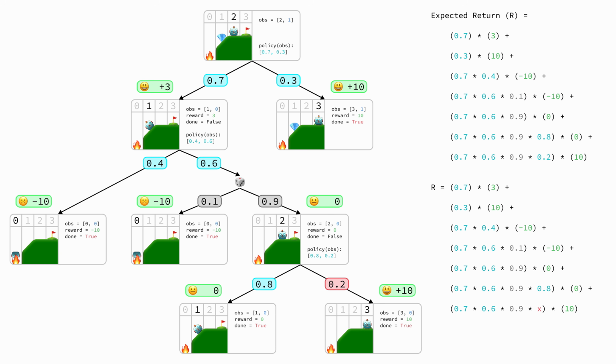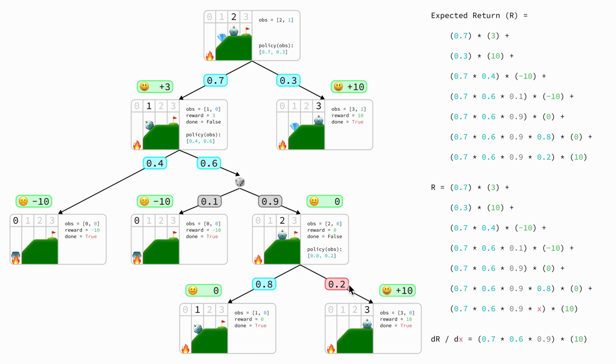So let's look at one more example, and that's for this action probability down here, this 0.2. We replace that 0.2 with the x, then we find the derivative of this sum, and we get 0.7 times 0.6 times 0.9 times 10. And here we see the 10 is the expected return after taking this action, but we multiply that now times 0.7 times 0.6 times 0.9. So those are all the probabilities on the path to arriving at this node. And this node is the node from which that action is taken.